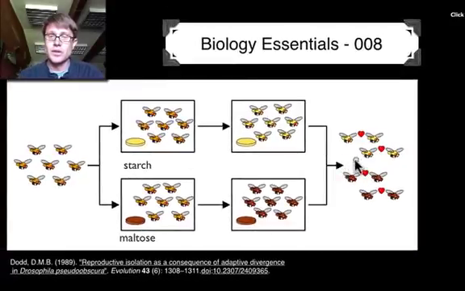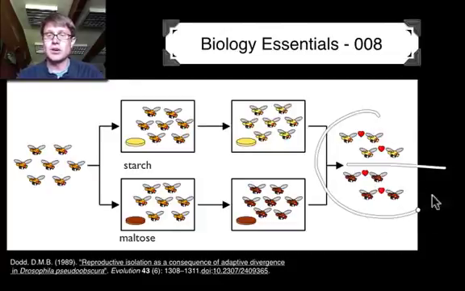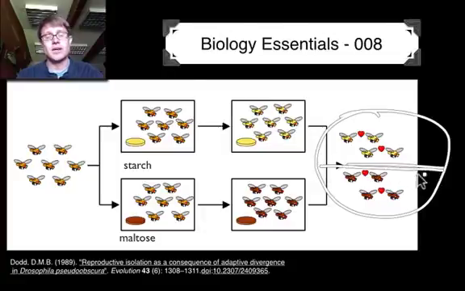In other words, the group that had just eaten starch and the group that had eaten maltose, even though they were in the same jar, they wouldn't interbreed. And so what she had done is she'd created reproductive isolation. That's the first component you need to create brand new species.